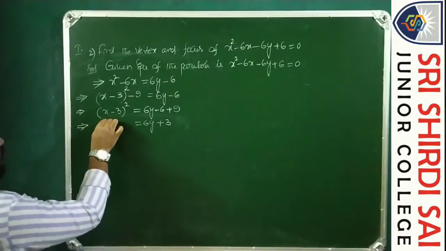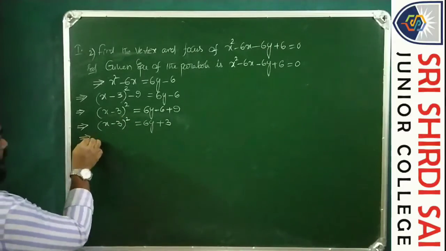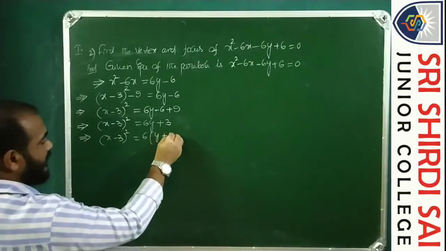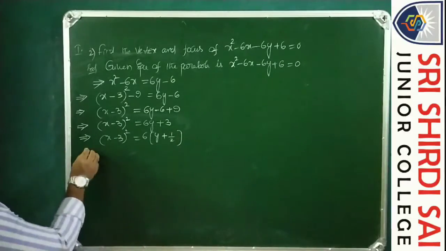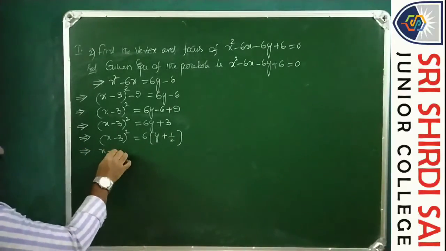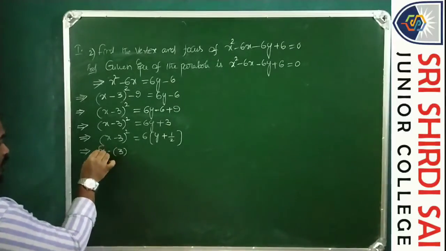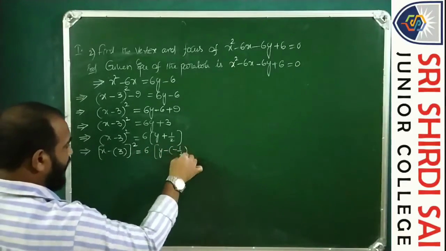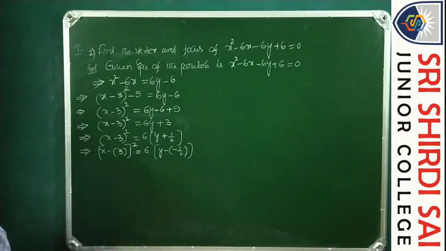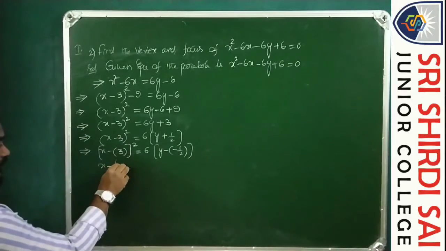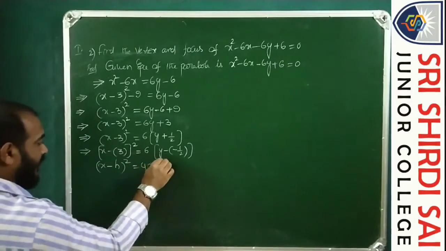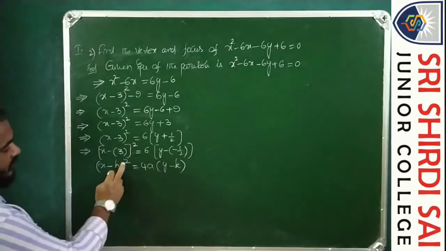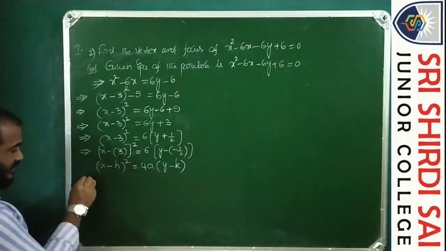This is equal to (x minus 3) whole square. (X minus 3) whole square is equal to, take 6 in common here, then y plus 3 by 6. This is 1 by 2. So this can be written as (x minus 3) whole square equals 6 into (y minus of minus half), this plus is minus of minus. Therefore this can be compared with (x minus h) whole square equals 4a into (y minus k). This is the parabola.